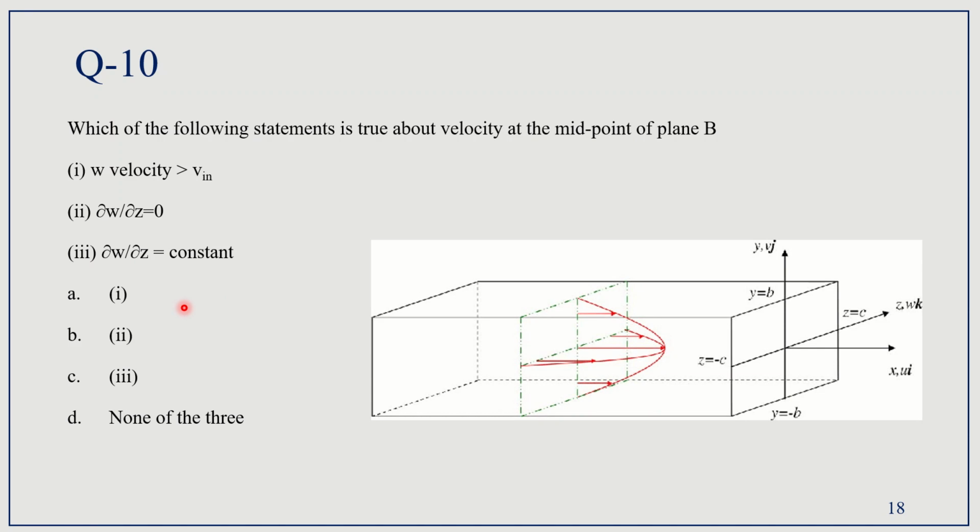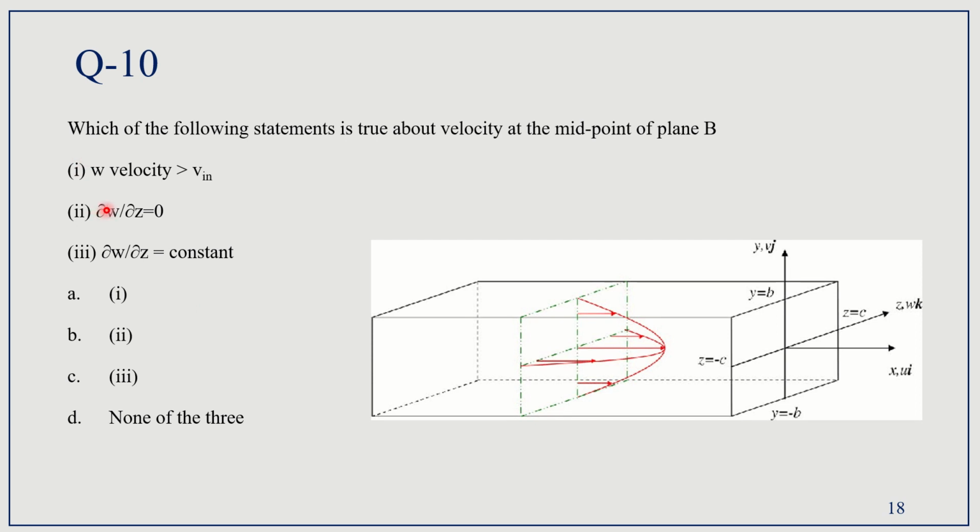when the fluid is flowing through the rectangular duct, the velocity is increasing. So we can say the W velocity is greater than V inlet. The velocity is more than how it has started. So velocity is greater than V inlet. Option 1, statement 1 is true.